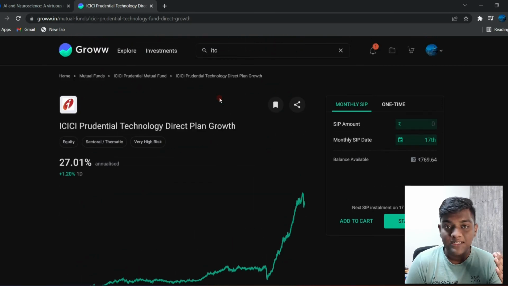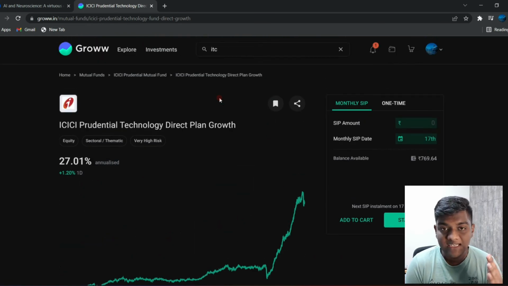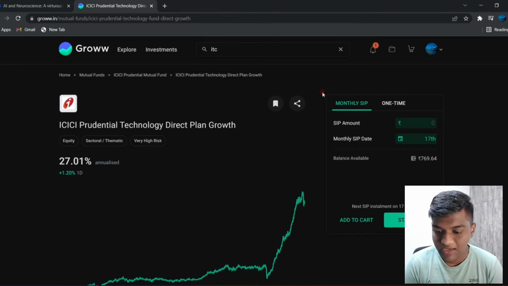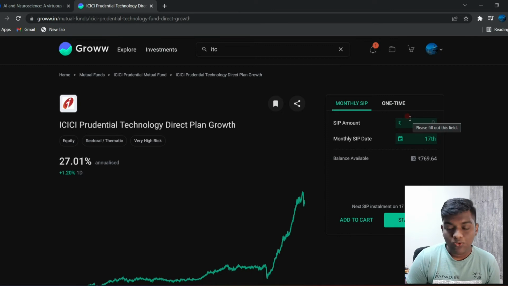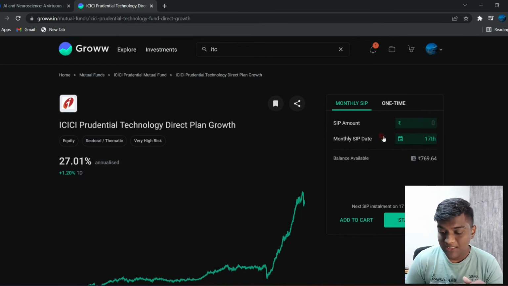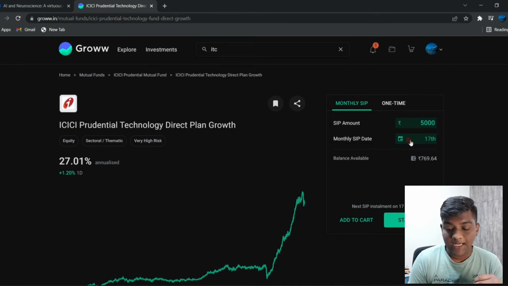The problem is I couldn't actually show you investing live in mutual fund because I've done investment a few days back. So I'll show you how. So here comes the column of monthly SIP and one time. So you must type the SIP amount. Let me type 5,000, and you must choose an SIP date, the date that is preferable for you, so that every month on that day it would automatically take money from your bank and it would invest itself. So that's what SIP is.